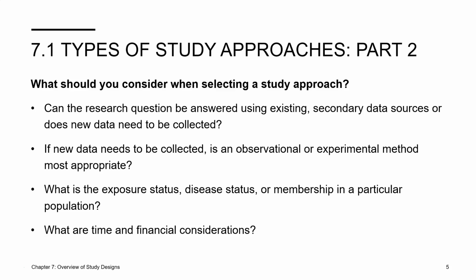So what should you consider when selecting a study approach? Some of the things that you want to think about are, can the research question be answered using existing secondary data sources, or do I need to collect new data? If new data needs to be collected, is an observational or experimental method most appropriate? Is it something that needs to be experimented on, or can we just observe and describe what is already happening? What is the exposure status, the disease status, or membership in a particular population? And what are the time and financial considerations?